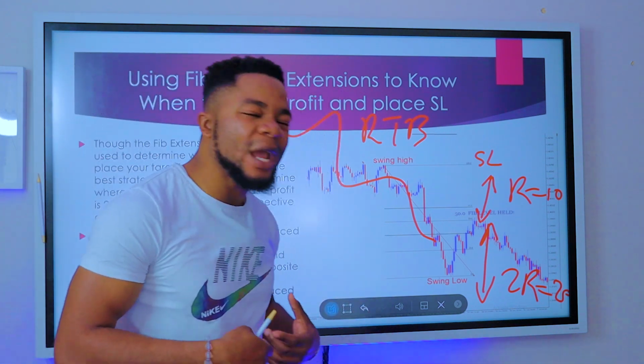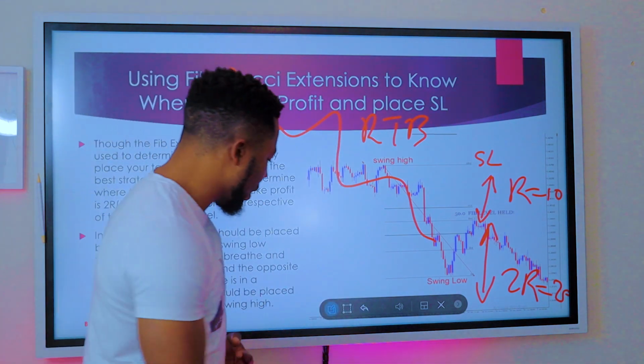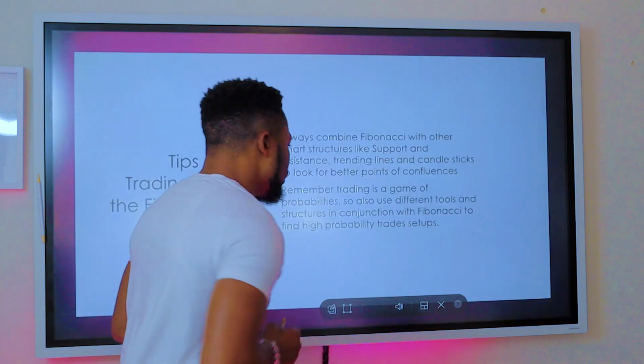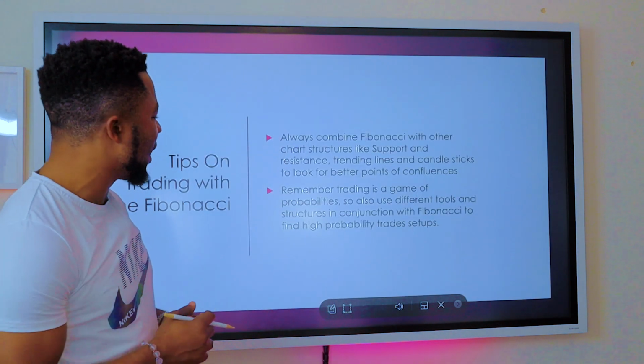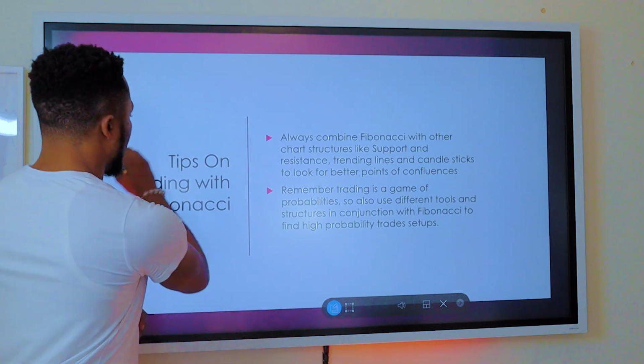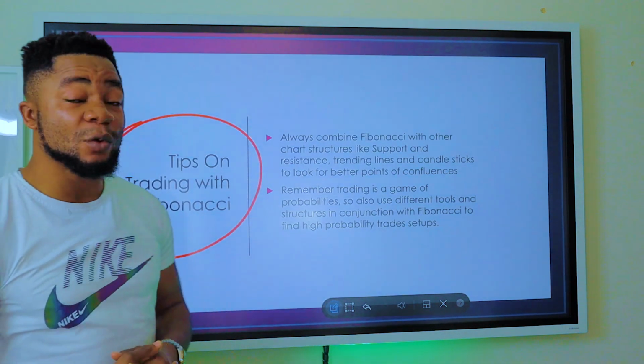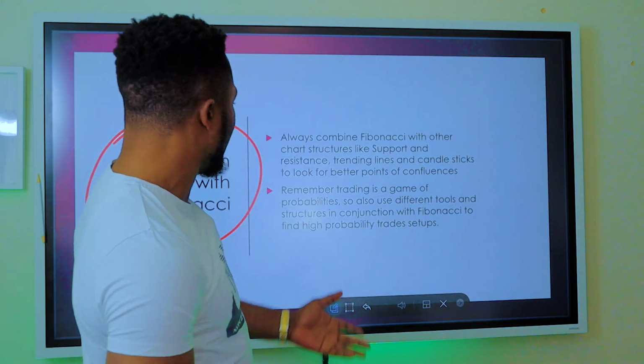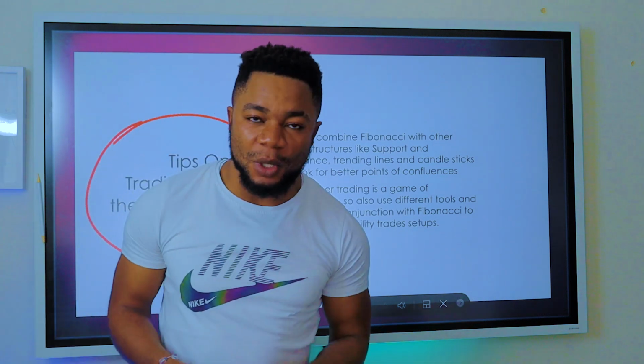I'm just using this to help me make my judgment. Good. Let's go now to tips on trading with the Fibonacci. You can see here we have some tips. Before even reading all of this, I wrote it so I already know what is there.